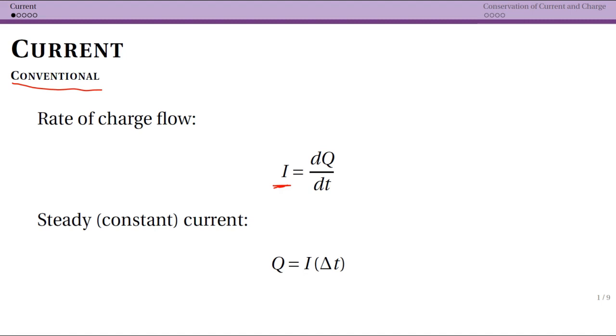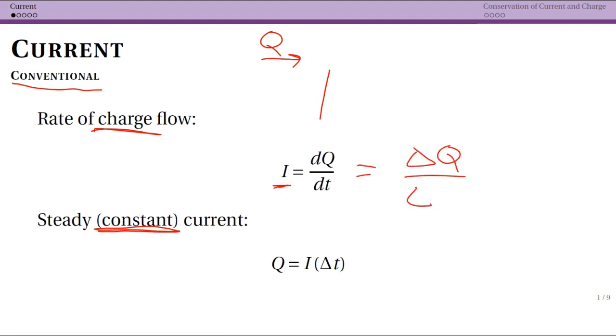This is going to be the rate of charge flow. Note that we're not saying electron here, we're saying charge. If we look at one point, we're looking at how much Q is passing that point in a certain amount of time. We are defining it as a derivative, and there are good reasons for this, but frequently we're going to talk about constant current, which means this just becomes delta Q over delta T, but that's only if we have a constant rate.